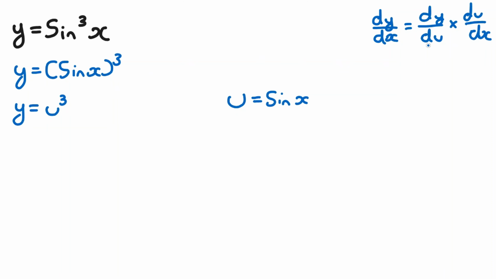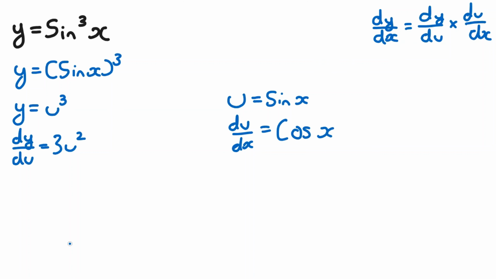Okay, so for the chain rule, we need dy over du. So dy over du is going to be equal to u cubed differentiated, which is going to be 3u squared, and then du over dx is going to be sin x differentiated. And we talked about in the first video in this chapter how we differentiate sin of x. Sin x differentiated is cos of x.